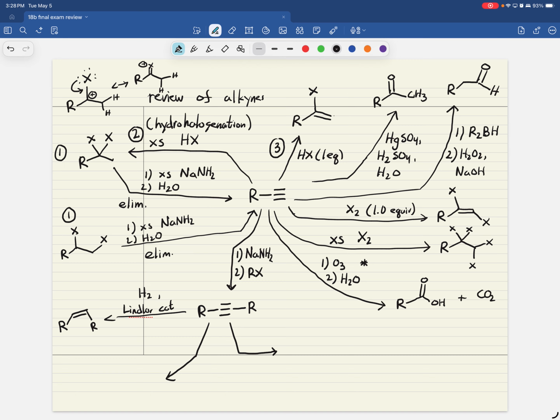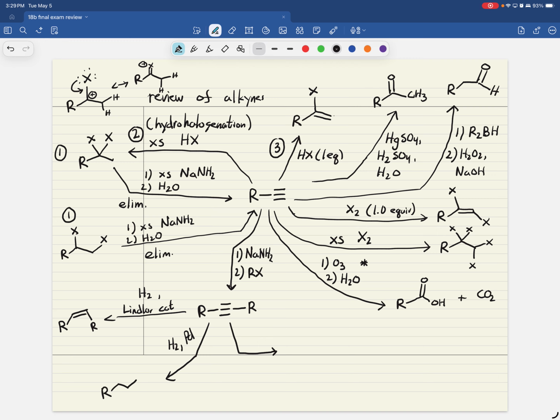All right? But if I don't have control and I just use hydrogen without any special catalyst, so say I use palladium or platinum, what's going to happen to the triple bond? Is it going to stop? No, so it's going to go all the way to what functional group? Yep, an alkane.